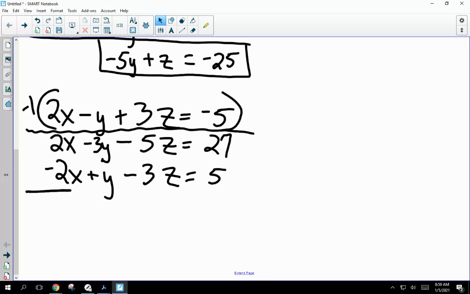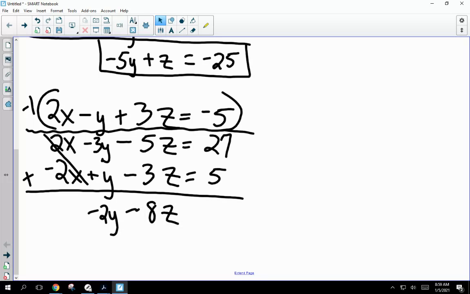And now it's easier for me to add these two. And I get 2x plus a -2x is no x's. -3y plus a y is a -2y. And then -5z plus a -3z is a negative 8z, and then 27 plus 5 is 32. And now I have my first step kind of done.